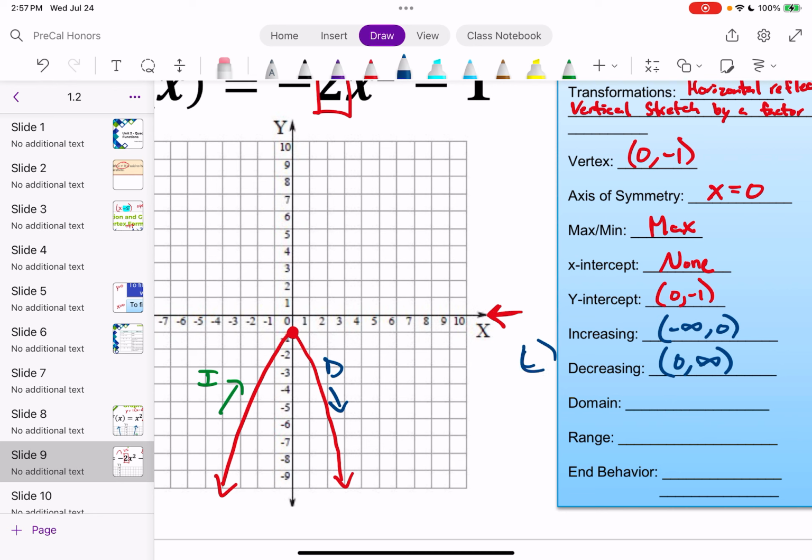Our domain, we're talking about x. This will always be from negative infinity to positive infinity, as long as we're talking about a parabola. Our range, well, remember, we go from the least to the greatest number. So the least number would be negative infinity, and it's going to go all the way up to -1. Keep in mind, we have a bracket on that -1.